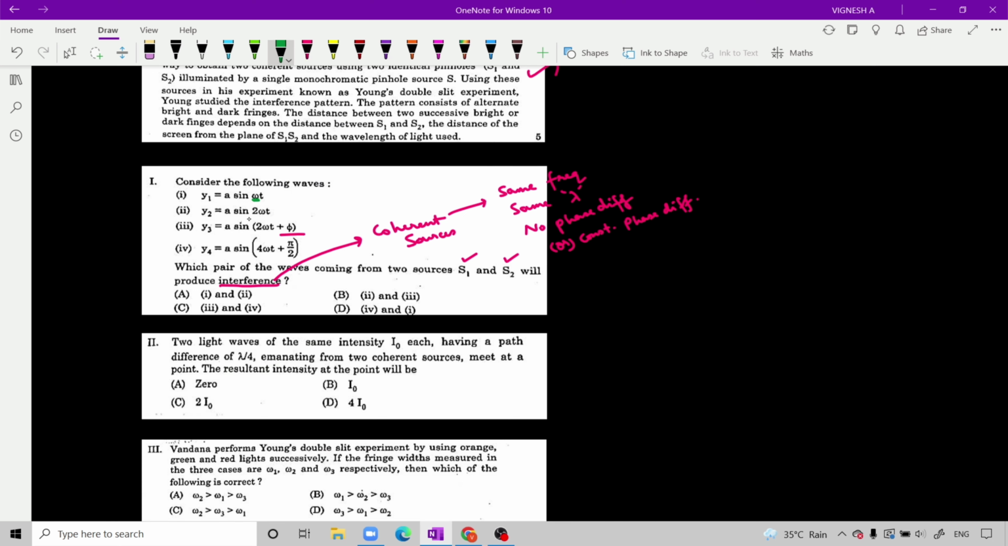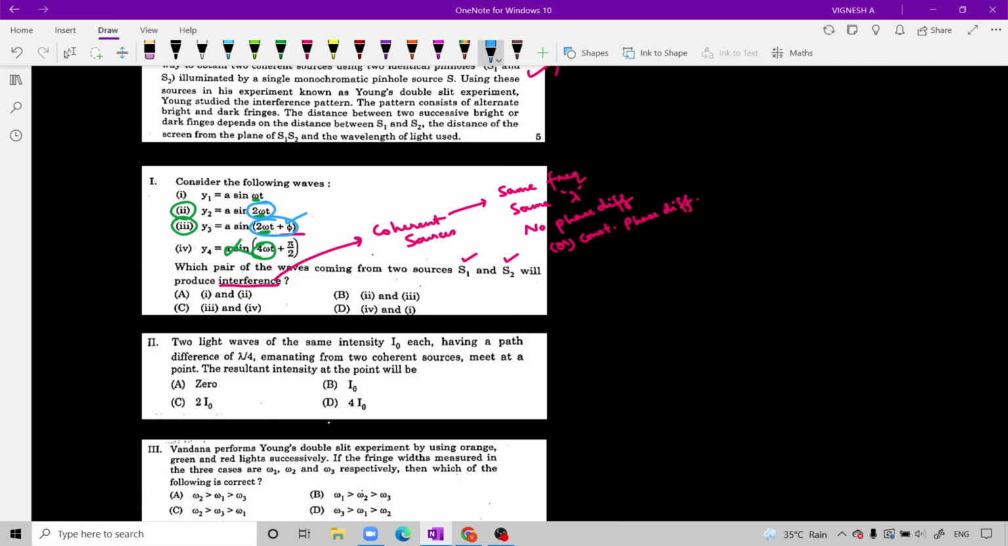Omega frequency. Okay, a sin omega and 2 omega. You can see that the second and third have the same frequency, 2 omega t, 2 omega t. The fourth one is 4 omega t, another 4 omega. So second and third have the same frequency, a perfect match: 2 omega t, and the next one is 2 omega t plus some constant phase difference phi.